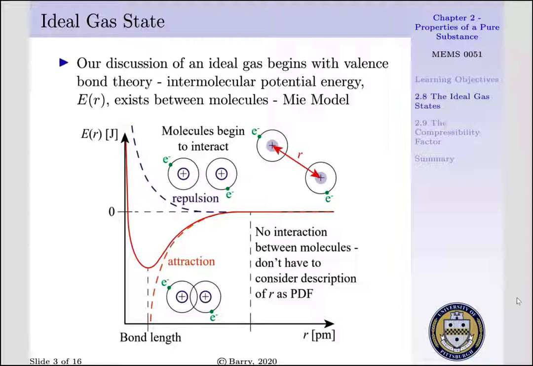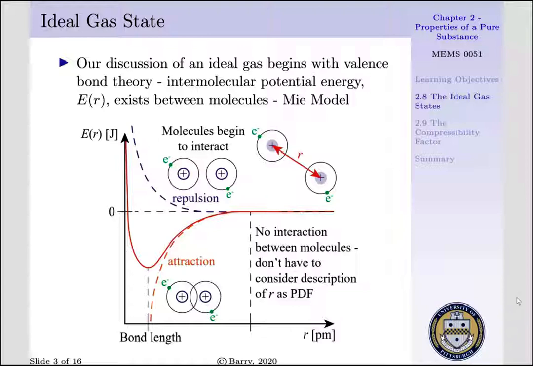If we look at our graph starting from the right, we can see when we have two hydrogen atoms existing at a very far distance that there's going to be no interaction between these two molecules. That is, the electrons will not be attracted to the opposite protons. And in this situation, we don't have to consider the description of our intermolecular distance between each atom or molecule as a probability distribution function. That is, they are behaving independently of one another.